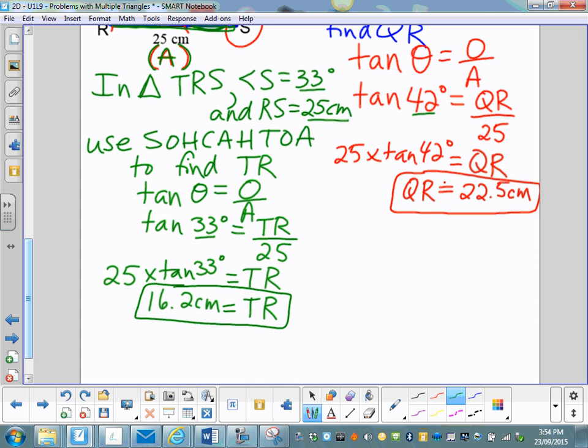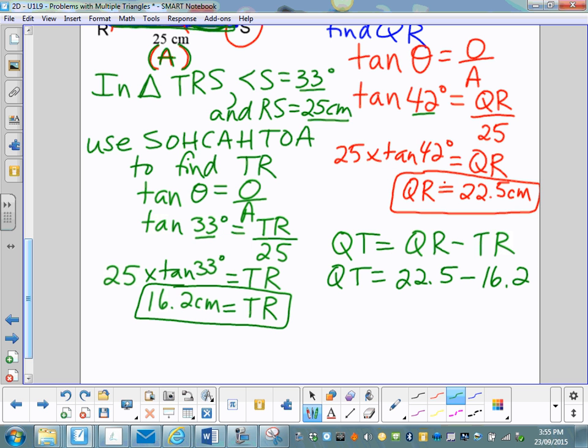centimeters. So remember at the very beginning we said that QT is equal to QR minus TR. And we have just found both of those values. QR is 22.5, TR is 16.2. So therefore, to answer this question, QT is equal to 6.3 centimeters.